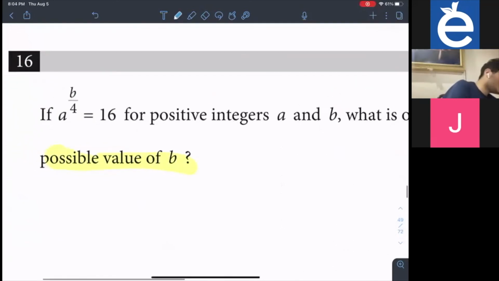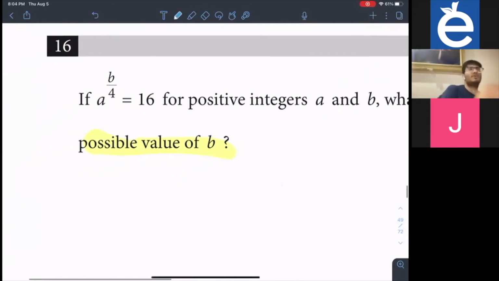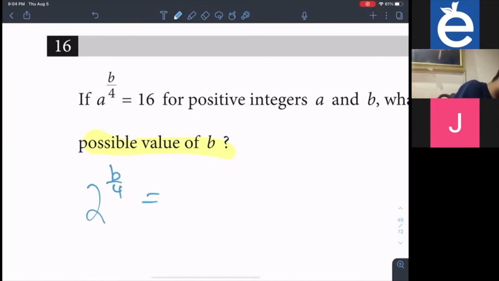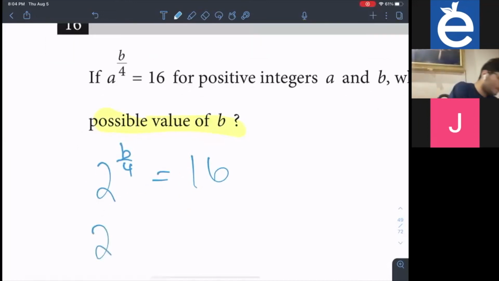So the best way I would do this is to determine a value of a. So let's say the value of a is 2, because 2 raised to something would give you 16. So let's just do 2 for a. So we know it's 2 raised to the b over 4 is equal to 16. 2 raised to what power gives you 16? So we can keep this in the same base.